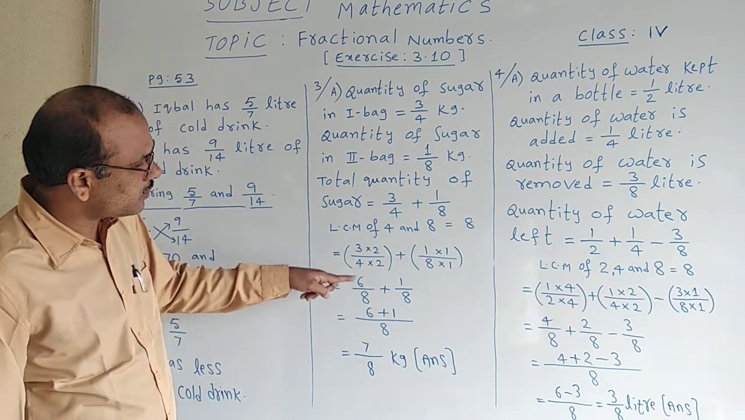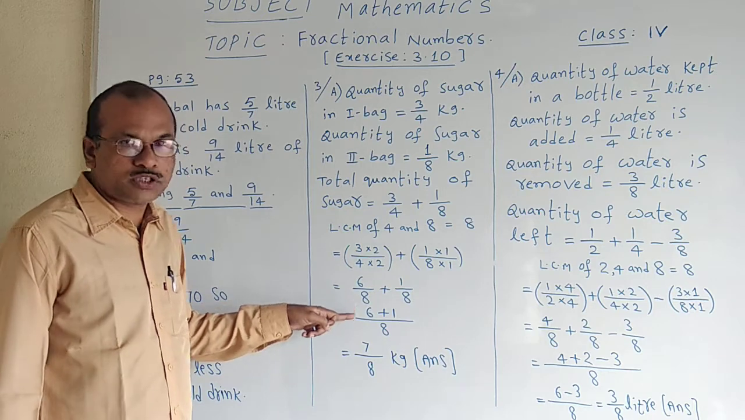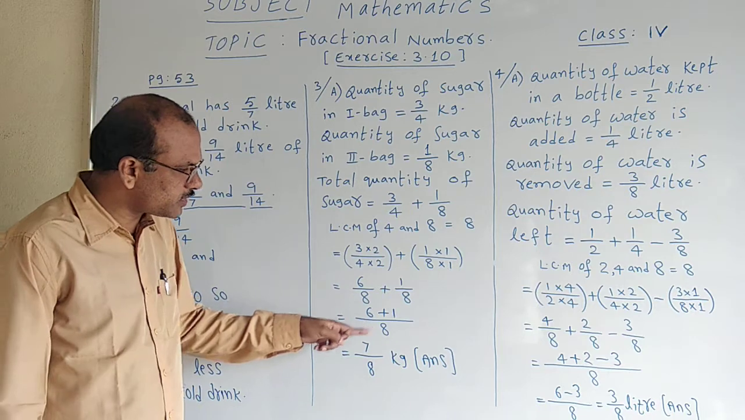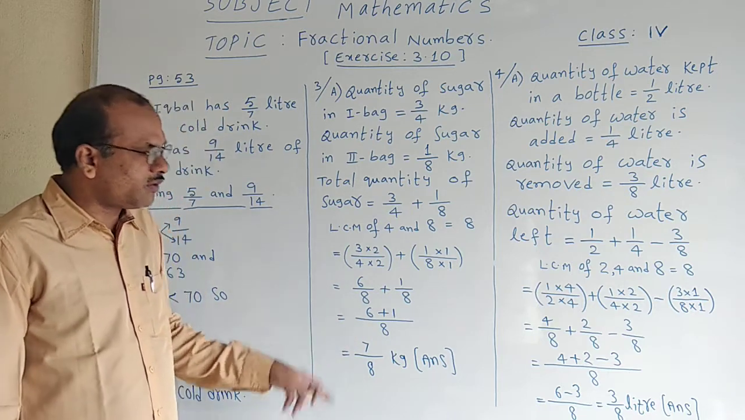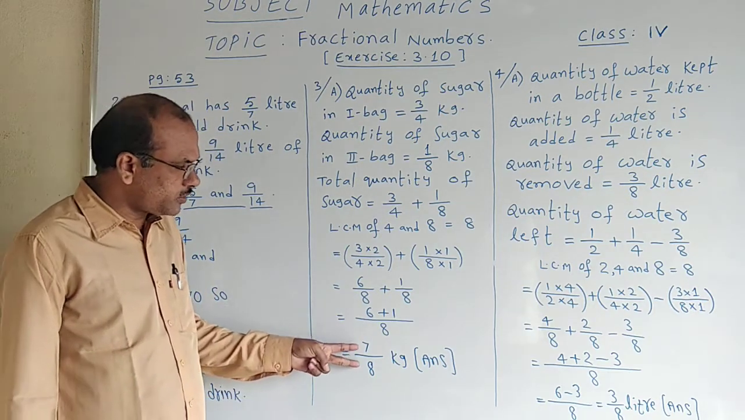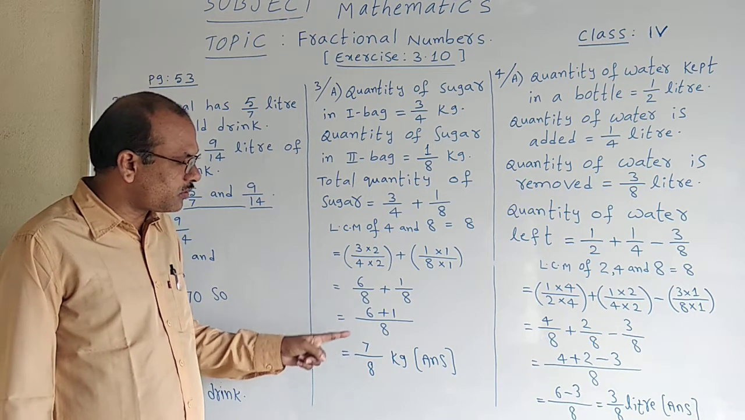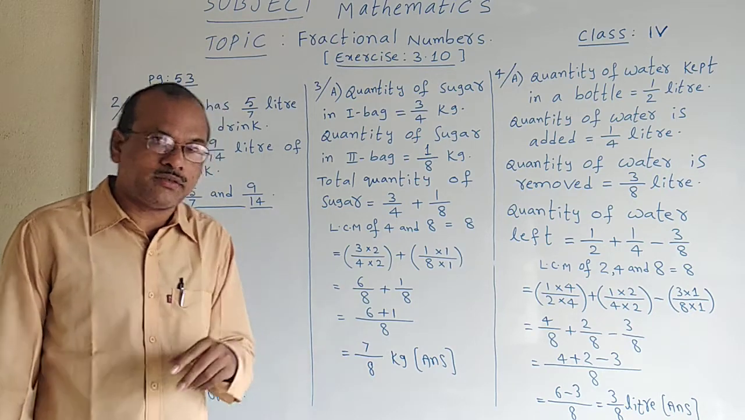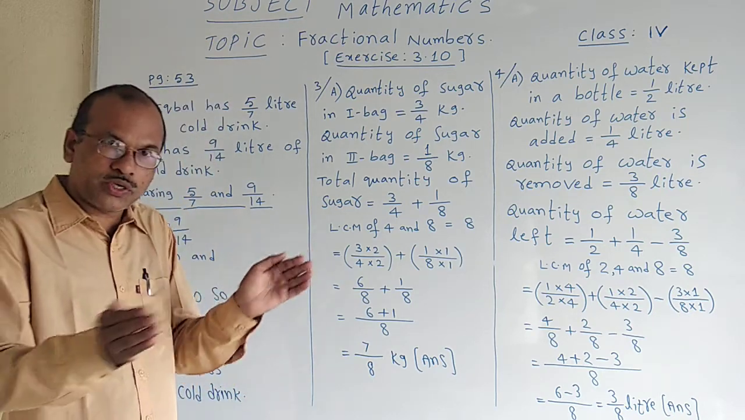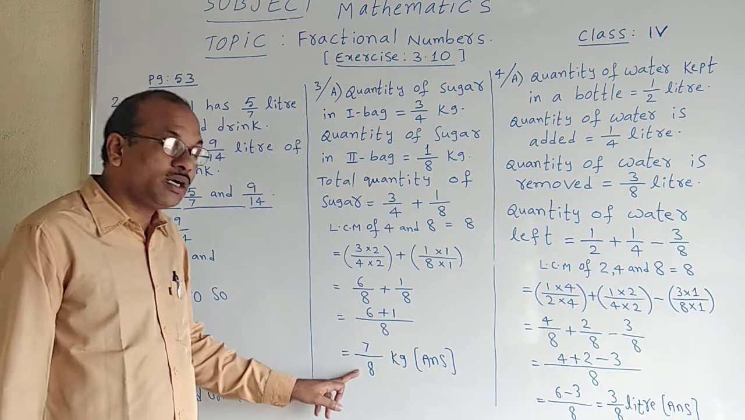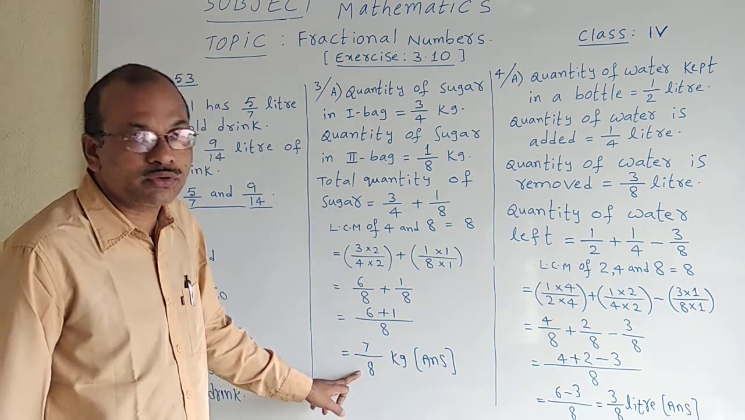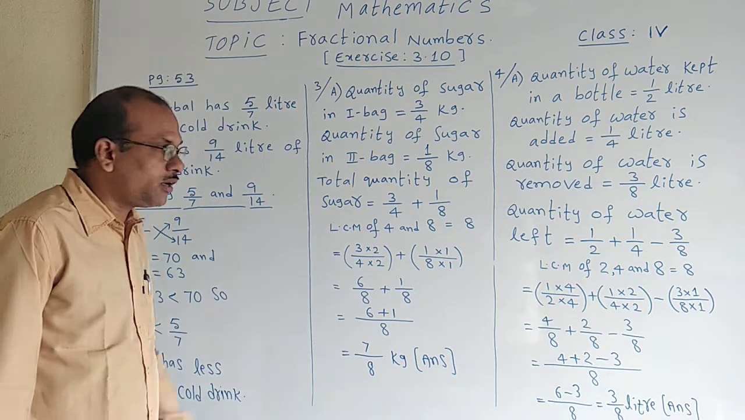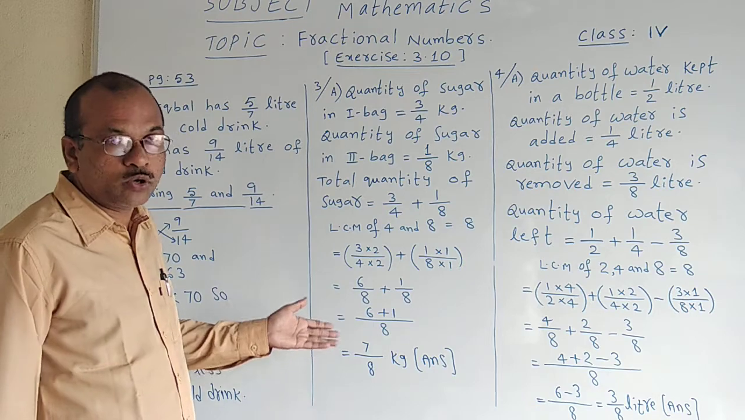Finally, the common denominator 8 I have written. Then in the numerator, 6 plus 1. Then 6 plus 1, answer is 7 by 8. 7 by 8 kg. There is no chance of cancellation again. So there is 7 by 8 kg of sugar together in the two bags. Yes or no? First bag, second bag together, if we add, finally we got 7 by 8 kg of sugar. That remains the answer for us. Is it clear, students? Now I think it is very clear and there is no doubt.